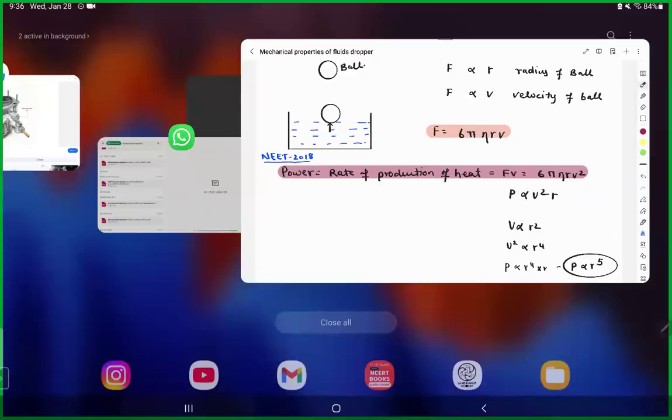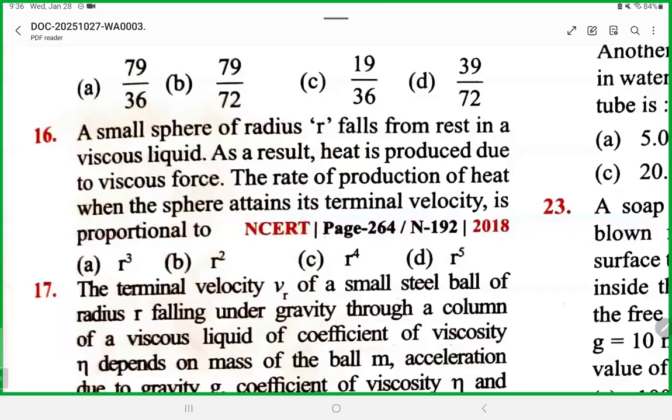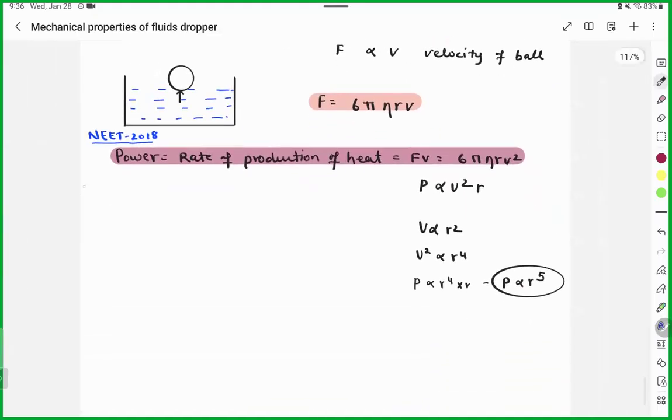See, do you have the same question? Yes, option D. How do we know? We just need to know that power is directly proportional to v square and r. And how v square depends upon r, we will discuss in the terminal velocity, and then you'll get to know, okay, this is easy. Because here you don't need to apply many formulas, just simple viscous force. So, the last topic of this viscosity.